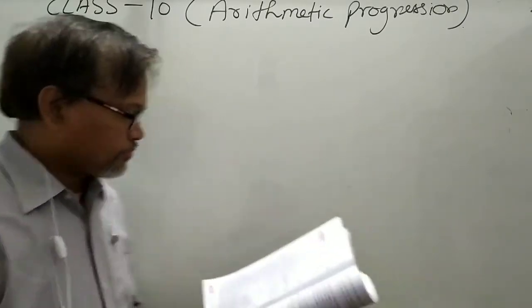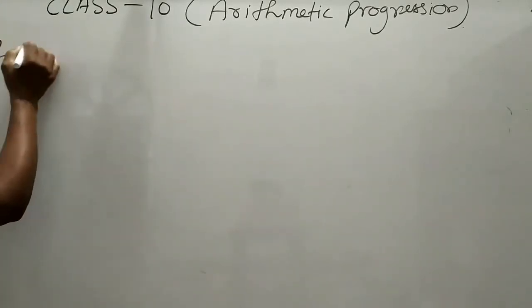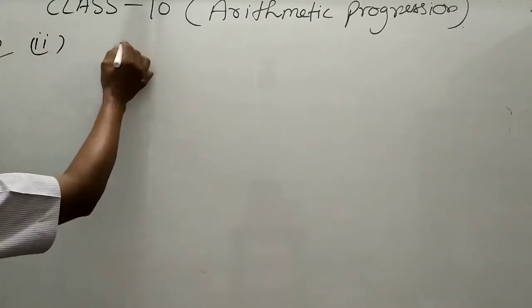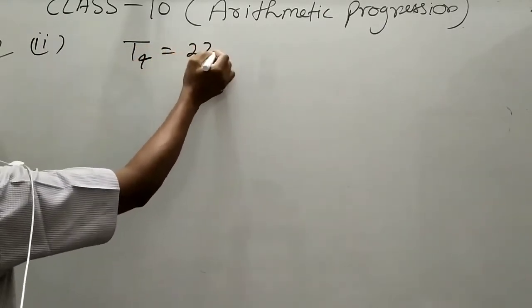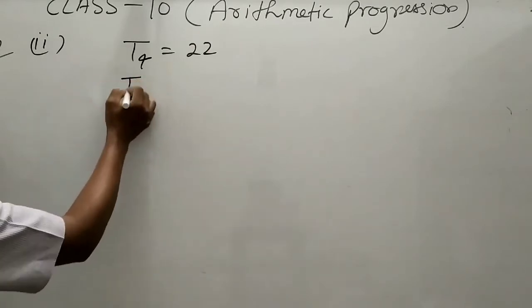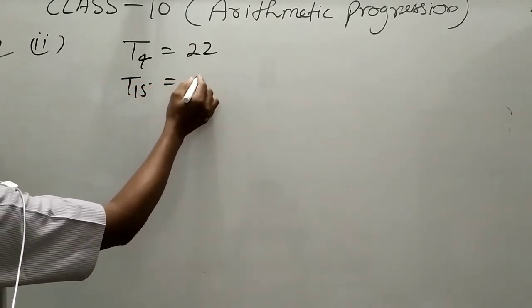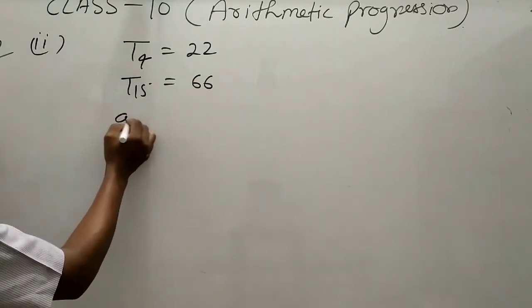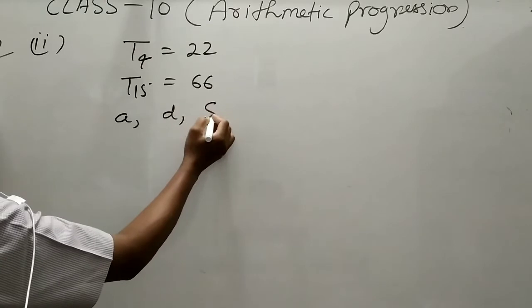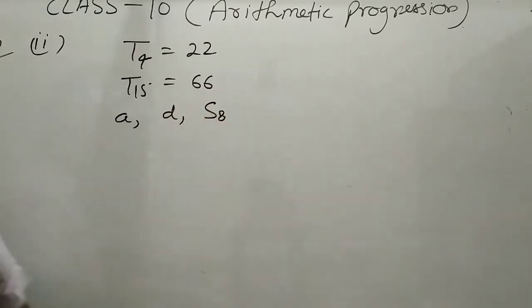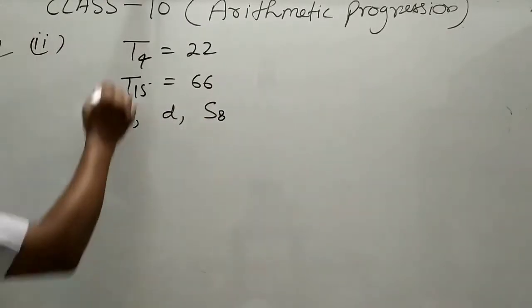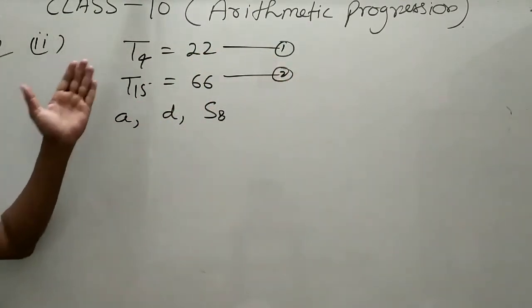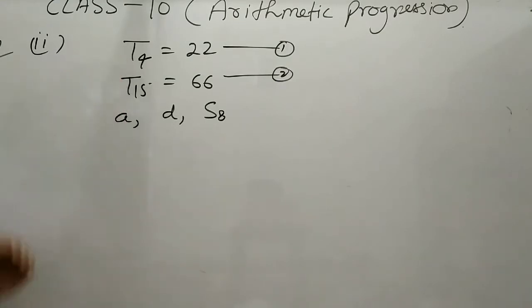the second part: if the fourth term of an AP is 22 and the 15th term is 66, find the first term and common difference, A and D, and the sum of the first 8 terms. These 3 things you have to find. As you know, the meaning of the fourth term and the meaning of the 15th term.